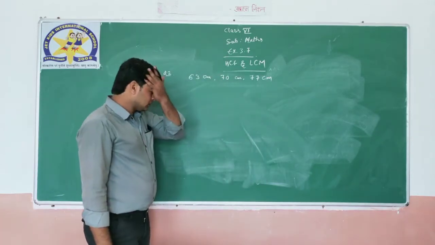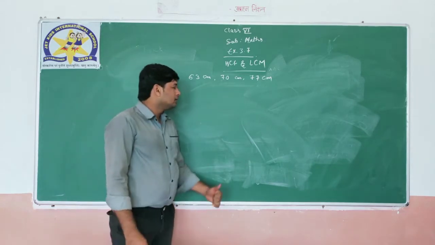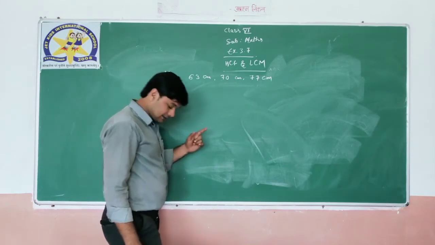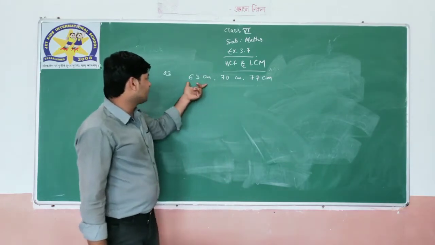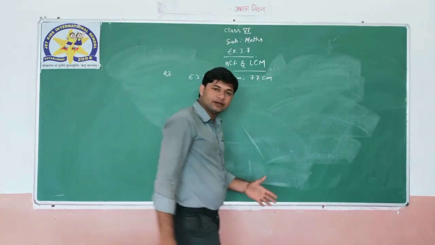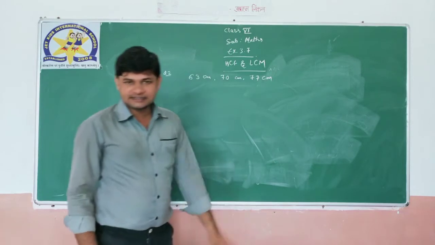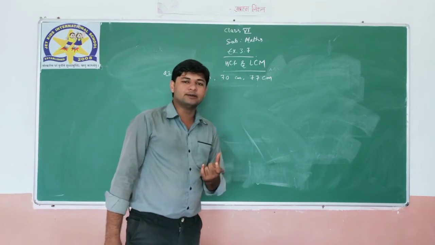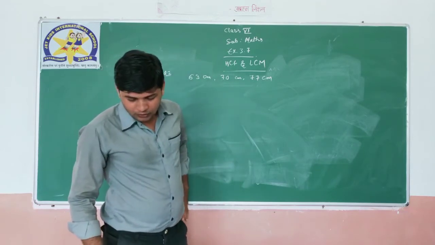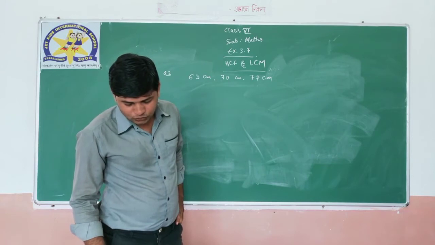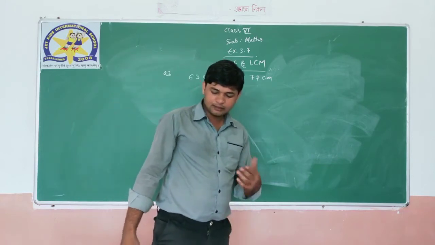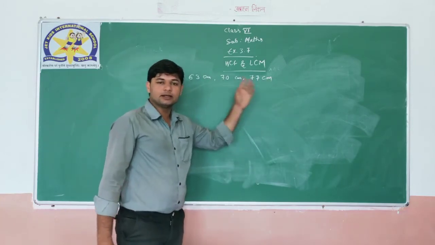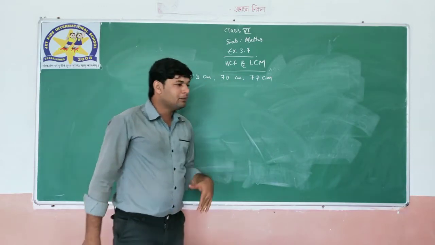Now the question is a little complicated. The first one is covering 63 centimeters in one step, the second one is covering 70 centimeters in one step, and the third one is covering 77 centimeters in one step. So the question is, what is the minimum distance? See, minimum is here. Minimum means LCM, definitely. Same problem as we did in the circle, or that ground.